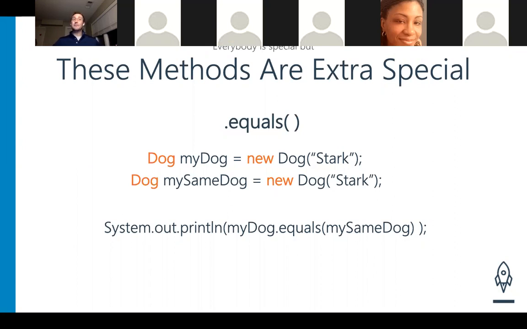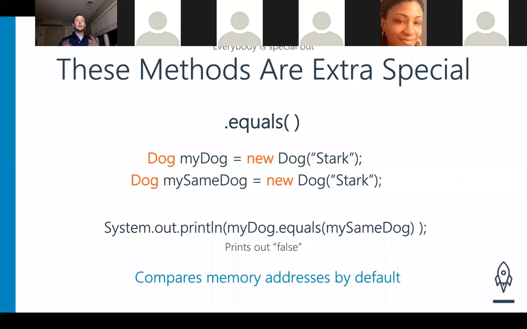It's going to be false because the values of these objects, these two dogs, are memory locations. They're stored in two different memory locations. Therefore, they're not going to be equal. Their values are not equal. Again, those memory locations. So by default, when we're comparing two of our custom objects that we created, these custom classes, dog, it's going to print out false because it's going to compare those memory addresses by default.